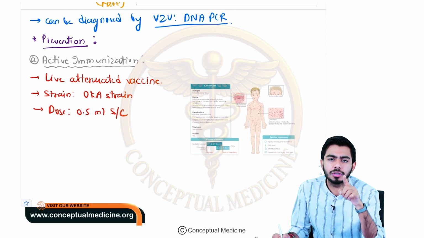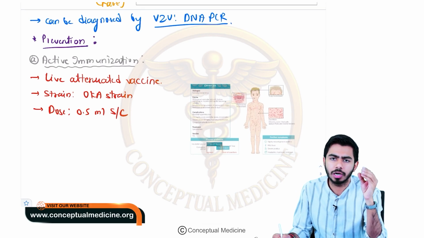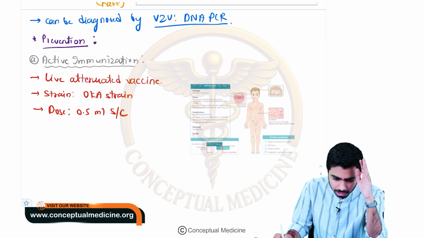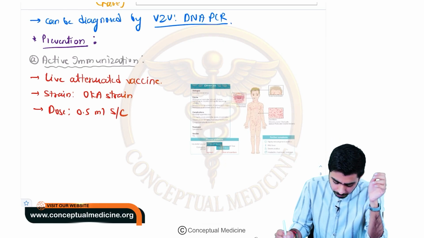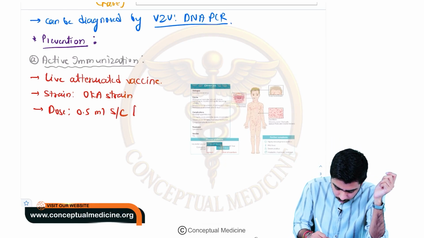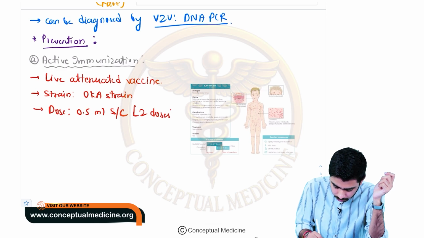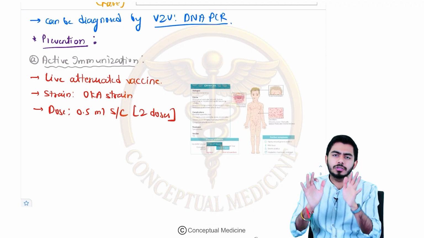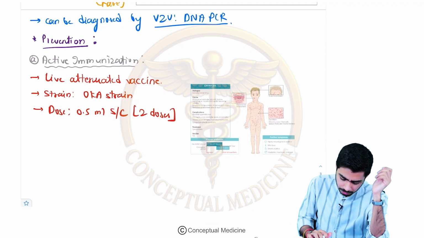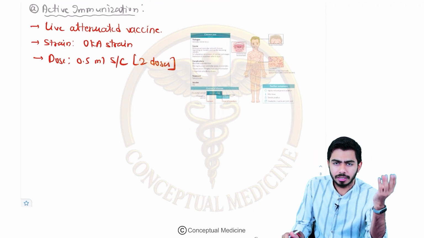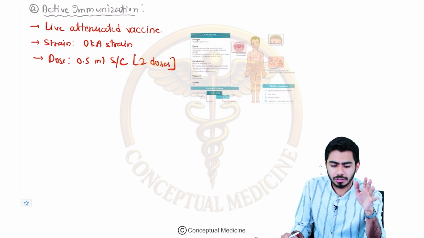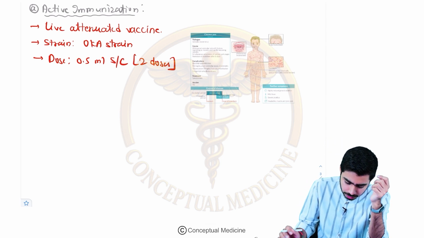What is the route of administration? Subcutaneous. Please remember that. Don't answer IV, IM or intradermal, please. That is subcutaneous. How many doses are you going to give? You will be giving 2 doses, guys, at 12 to 18 months. Then you might give the booster dose as well for this vaccine at about 4 to 6 years. So that is the thing here.